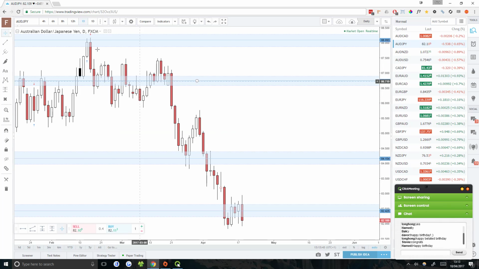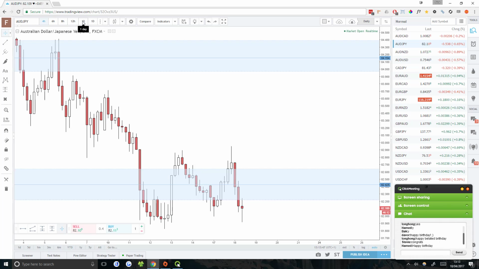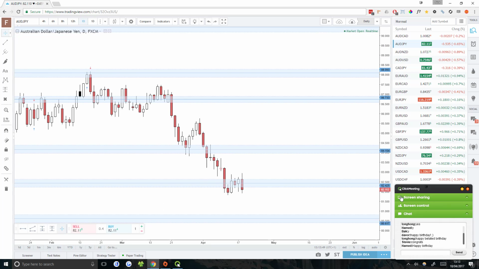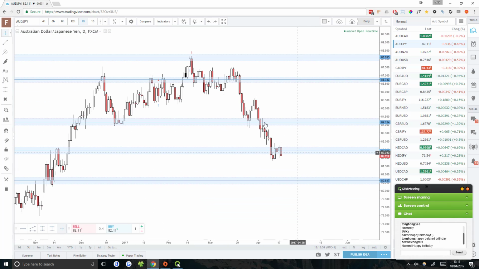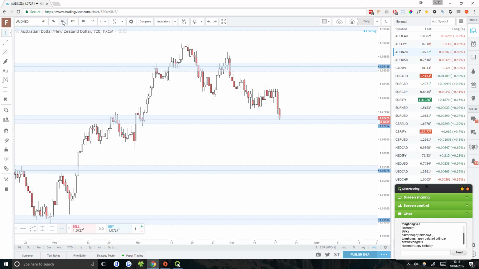All right, AUDJPY. What's up with AUDJPY? Yeah, kind of continuing down, stalling. It's doing a lot of stuff, but nothing too interesting for me. AUD New Zealand.